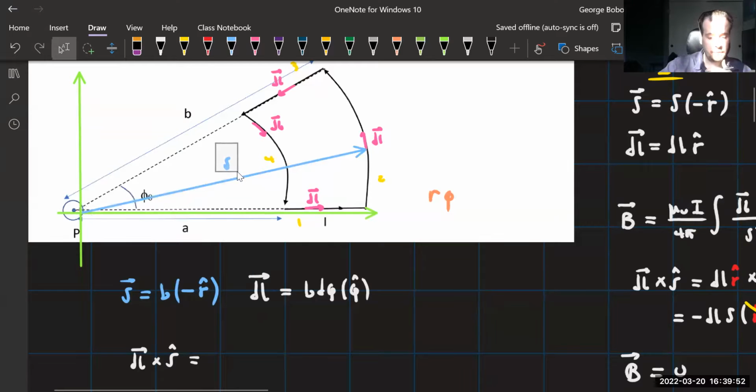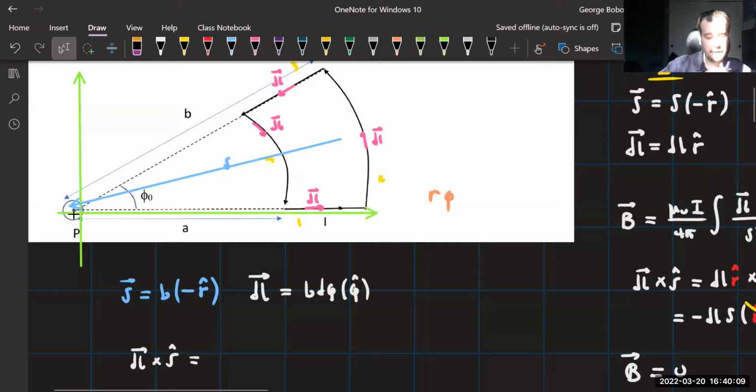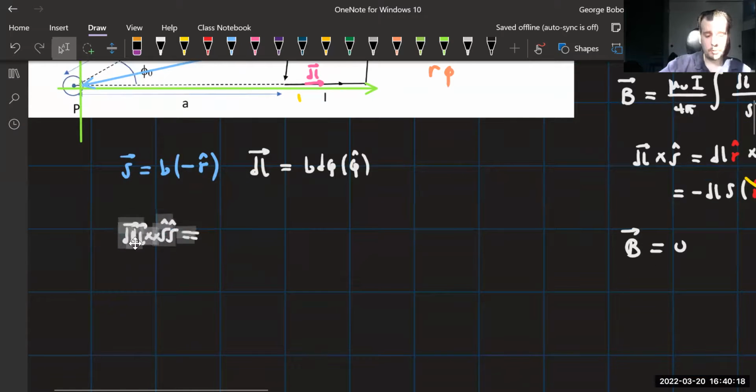Because the R vector's job is to connect the element and the point of interest, and it points from the element to the point of interest. That's where you want to find the magnetic field. Okay. So that's why we have it directed like this, and it's in the negative R. Now, the next step is to take the cross product.